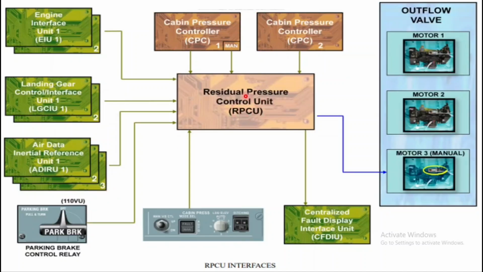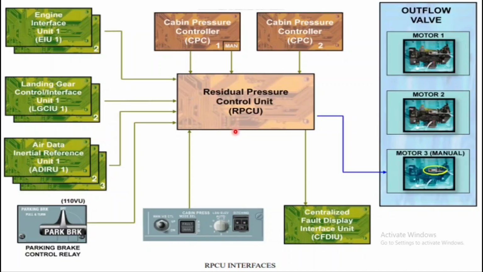The RPCU has another interface. First, CPC1 signals whether CPC1 is operative or inoperative. Second, the outflow valve position from potentiometer 3 is sent to the manual part of CPC1. So there is a manual part of CPC1, you can see here. It is not available in CPC2. And CPC1 detects if the outflow valve is 100% open, and only then will it give the indication.